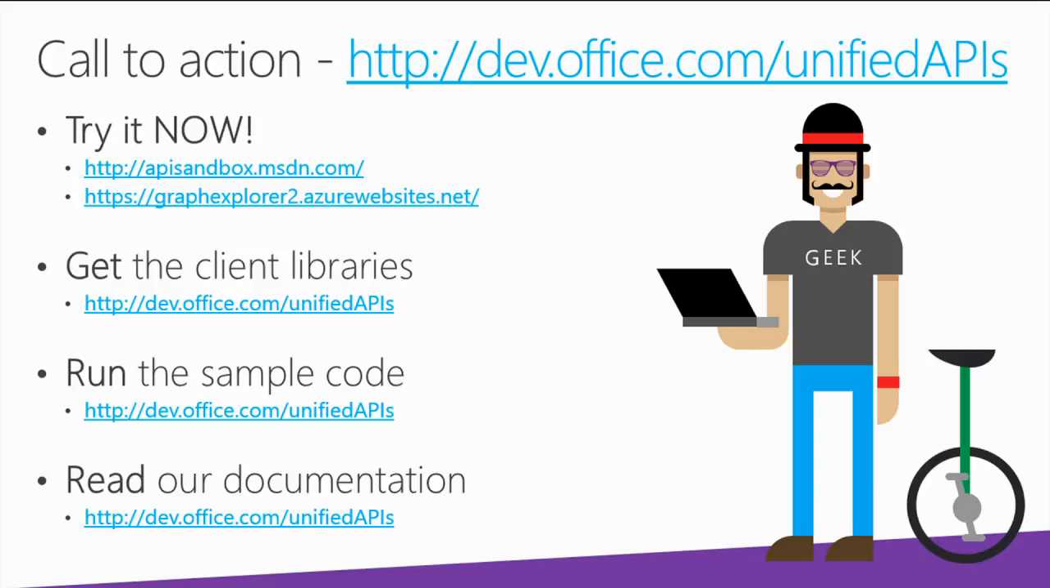Because in the API sandbox, you can actually use your own code to try it. You can get the client libraries. There is a landing page, dev.office.com/unified APIs. There's links for client library, sample code, and all our documentation there. If you remember one thing, dev.office.com/unified APIs, then you will be able to get to the rest of the things from there.